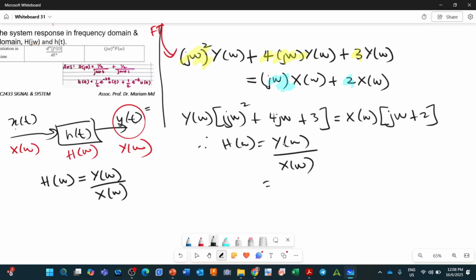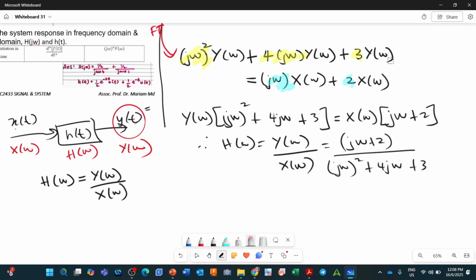Okay, so which one do you need to take down? Basically you want to stay with Y omega here, and X, bring it down. So this one is fixed. J omega plus 2 over J omega squared plus 4J omega plus 3. Everybody got the answer? Okay?